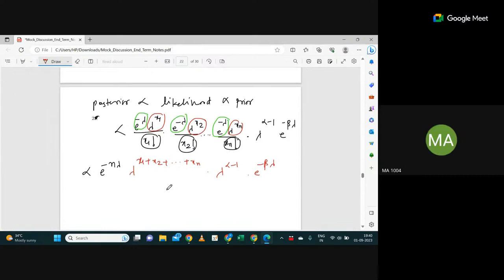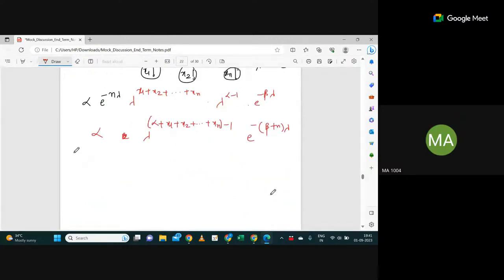Now, can I add these things? It will be proportional to lambda raised to power alpha plus x1 plus x2 plus so on xn minus 1, and e raised to power minus beta plus n, times lambda. Clear? This is the gamma posterior. So the posterior distribution is nothing but a gamma distribution with parameters alpha plus x1 plus x2 plus up to xn, comma beta plus n, right? Yes, sir.